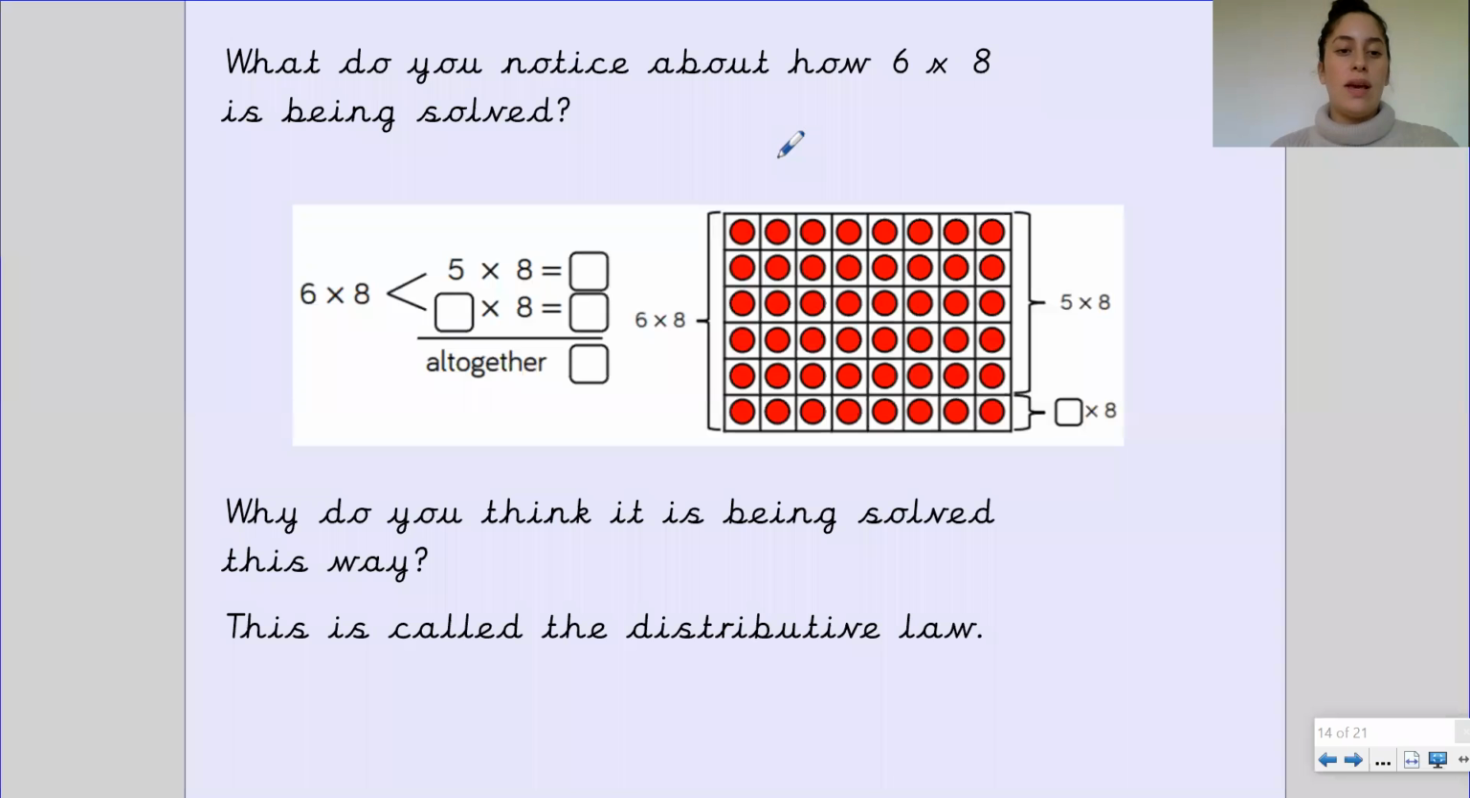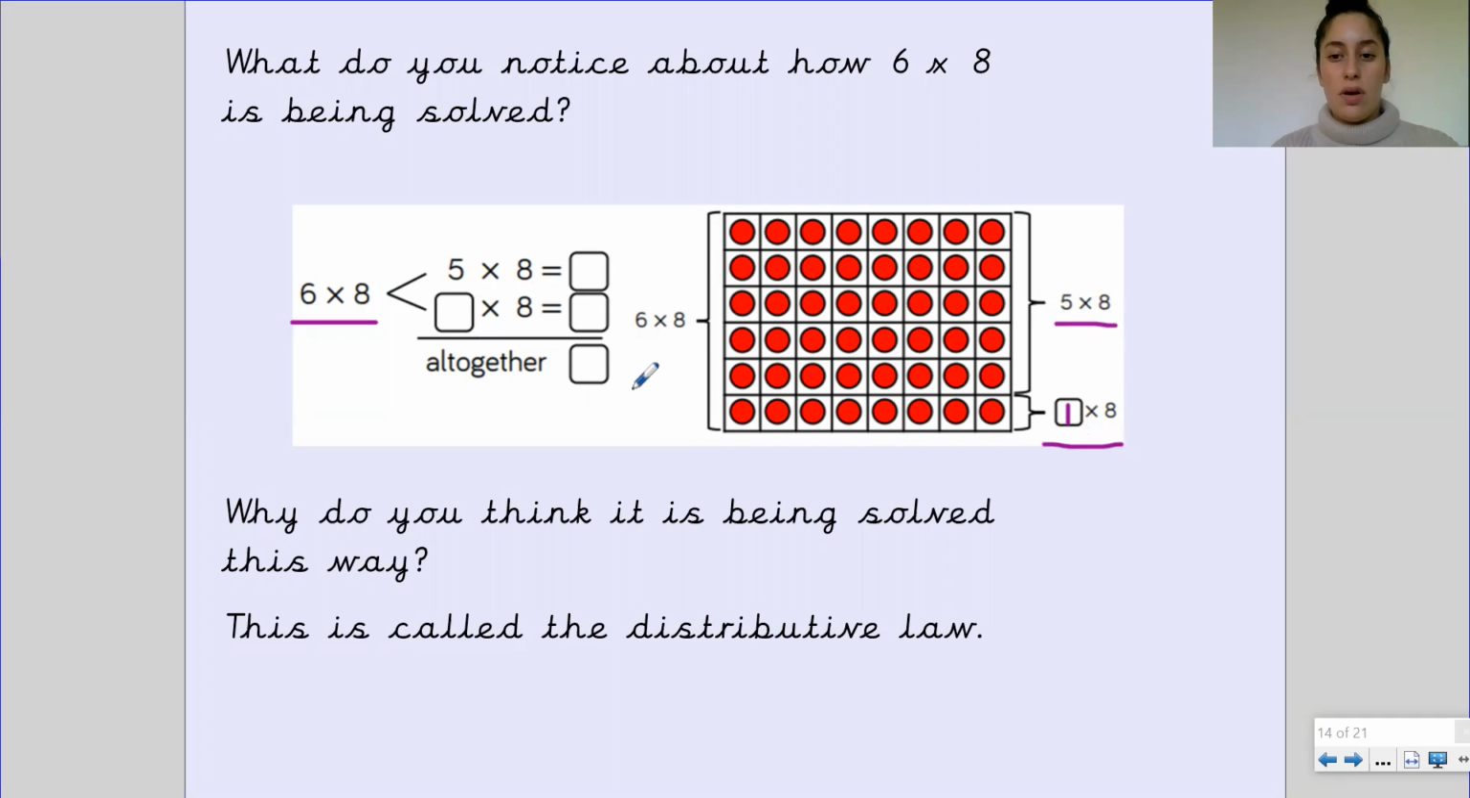Okay, so if you looked really carefully, they've split 6 times 8 into 2 separate calculations. They've split it into 5 times 8 and, well, we know in total we need 6 times 8. So if we've already got 5 times 8, what would this other one be? Well, here we have got one group of 8. So 1 times 8. So they've split 6 times 8 into 5 times 8 and 1 times 8 to help them calculate those separately, and then they're going to add the answers together.